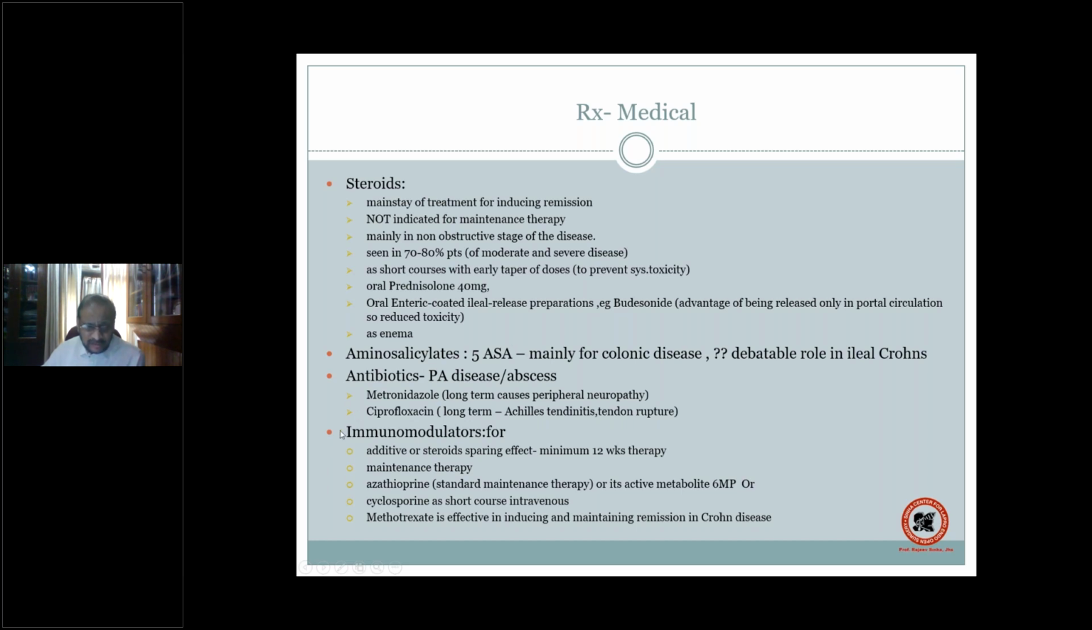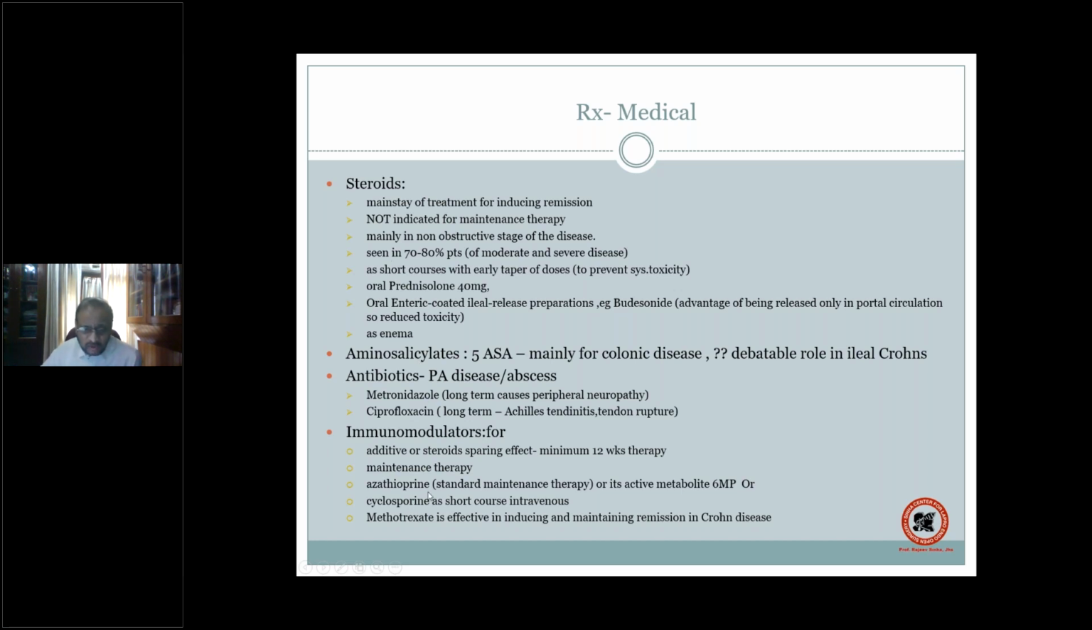The second last group of drugs are immunomodulators. And why are they indicated? Number one, we just now said steroids are for inducing remission, but not for maintenance therapy, right? So what happens for maintenance therapy? You could be having immunomodulators. So they act as additives to steroids and they have a steroid sparing effect. Minimum 12-week therapy should be given. And they are good for maintenance therapy. We just now said that.